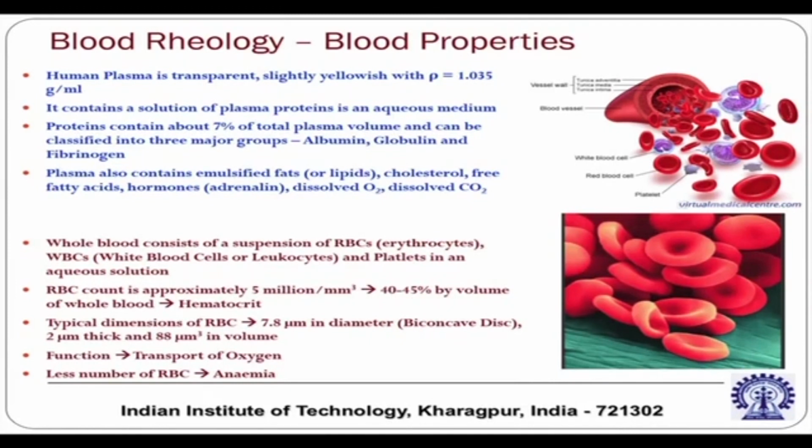Now, whole blood is plasma plus the blood cells. Blood cells contain red blood cells, also called erythrocytes. You can see how the red blood cells typically look in these pictures. WBCs, or white blood cells, which are also called leukocytes, and platelets are in an aqueous solution. The red blood cell count is approximately 5 million per millimeter cube, which is about 40 to 45% by volume of the whole blood.